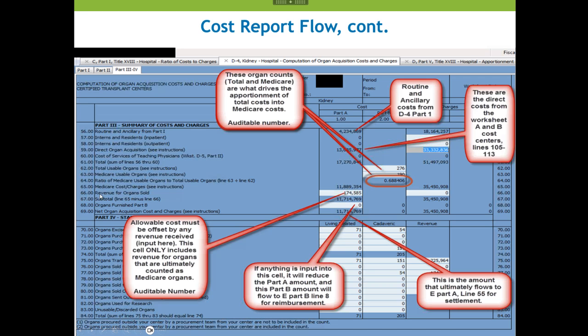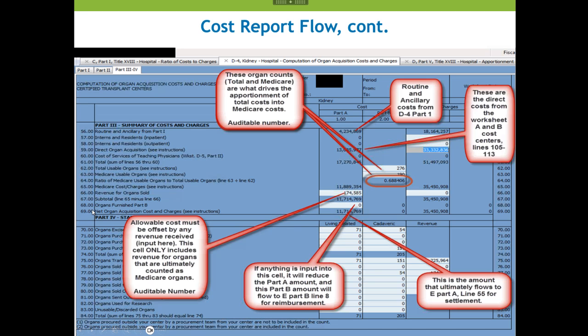Line 66 is revenue for organs sold. And that, of course, if there's a revenue for that, it offsets the cost. There's actually another one, I believe it's 66.01 now, and it's a revenue from any sort of primary payer. If there's another payer other than Medicare that has paid something, that's going to offset what Medicare pays as well. And that ends up giving you the line 67 subtotal amount of reimbursement. This ultimately flows to E Part A line 55 for settlement.